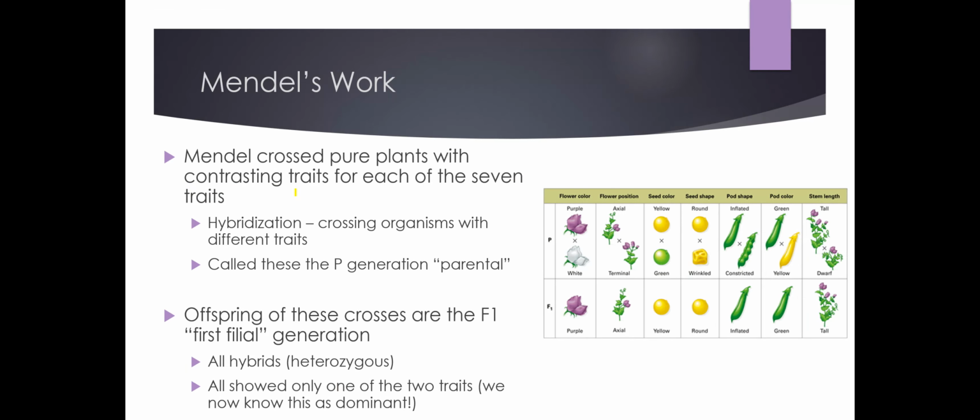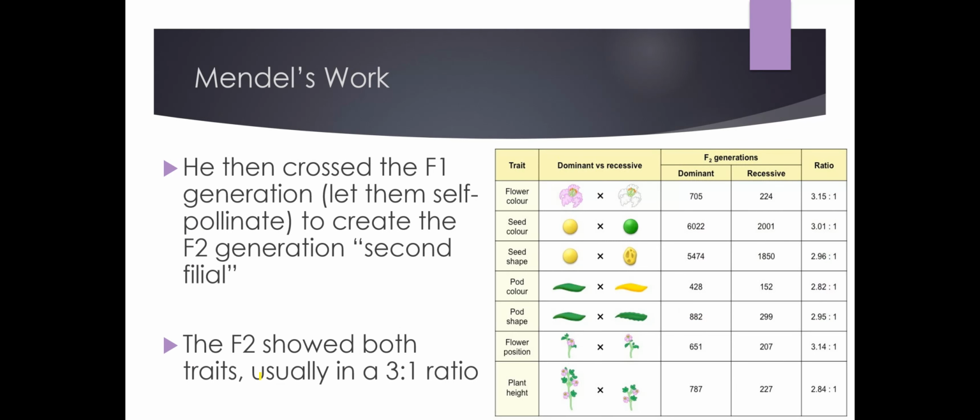Now, one of the surprising things is that the babies only came out showing one of the 2 traits. And this is the trait that we consider the dominant one. So then what he would do is he would take the F1 generation and he would let them self-pollinate. So essentially he would cross an F1 hybrid with an F1 hybrid. And this would produce the babies known as the F2 generation. And here's where the numbers kind of started to show a pattern for sure, is that almost every single time we would see both traits, okay?